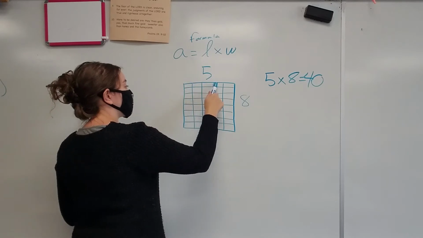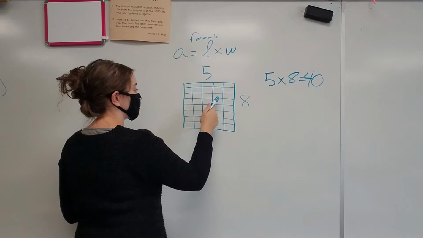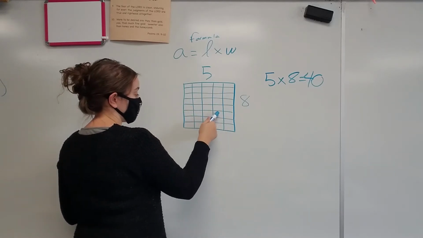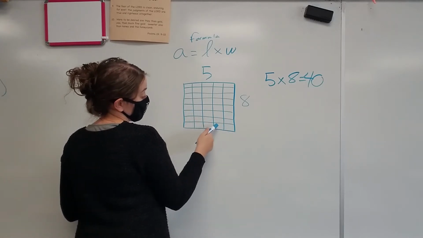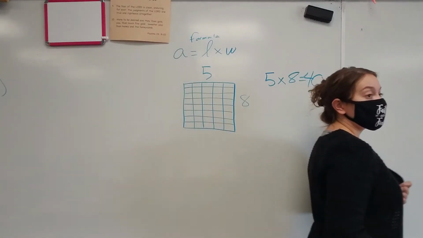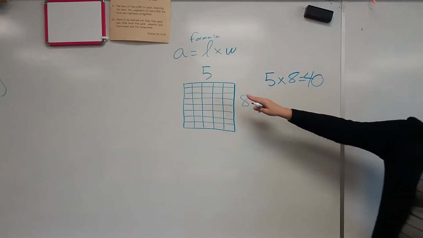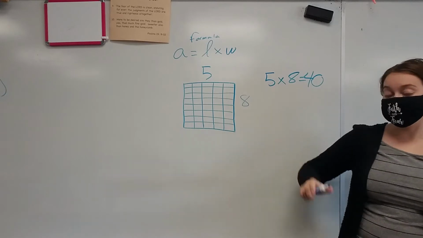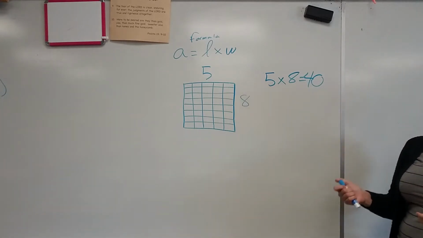So let's see. 1, 2, 3, 4, 5, 6, 7, 8, 9, 10, 11, 12, 13, 14, 15, 16, 17, 18, 19, 20, 21, 22, 23, 24, 25, 26, 27, 28, 29, 30, 31, 32, 33, 34, 35, 36, 37, 38, 39, and 40. So were we correct? Yes. You could also count by 5s. So we know there's 5, 10, 15, 20, 25, 30, 35, 40. Okay? So this is a visual representation.